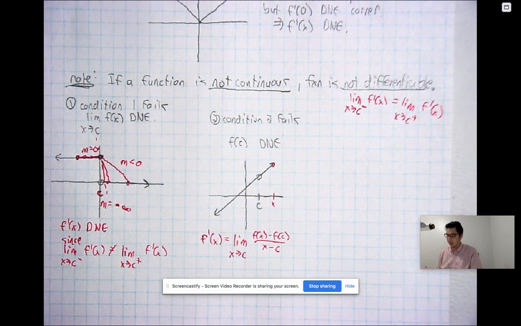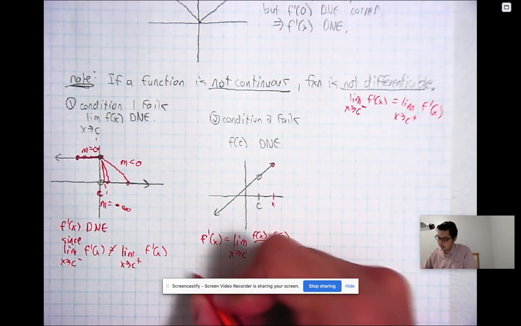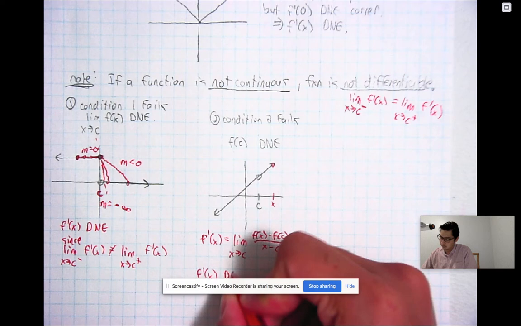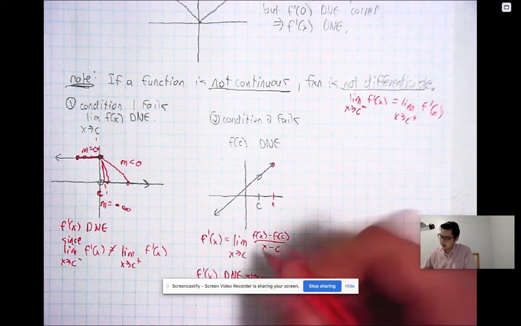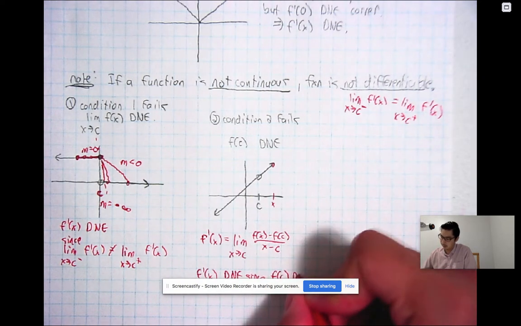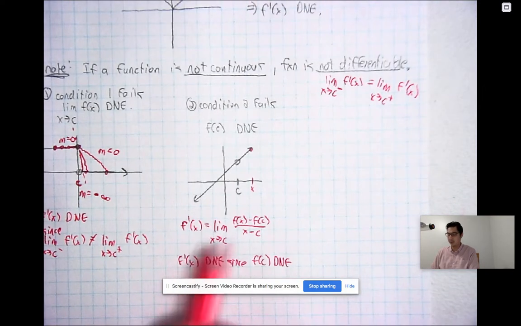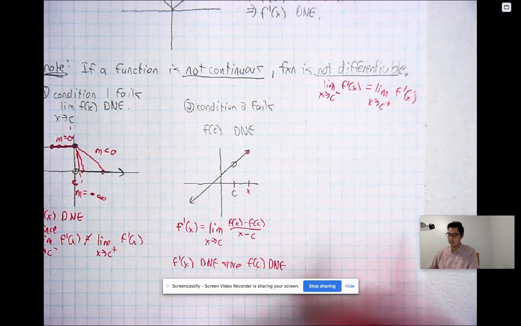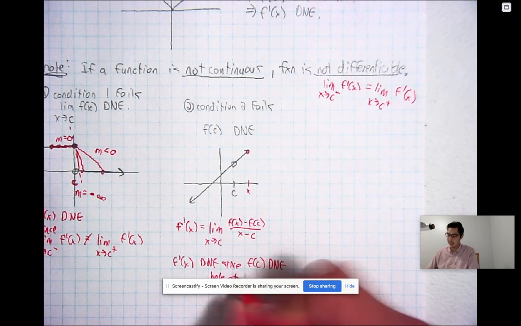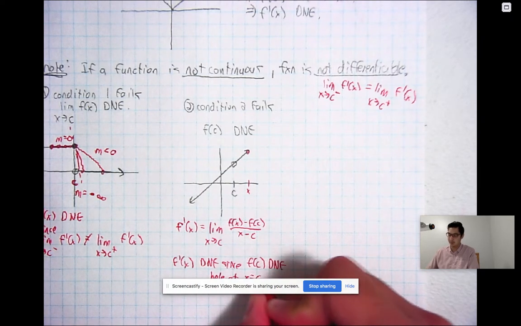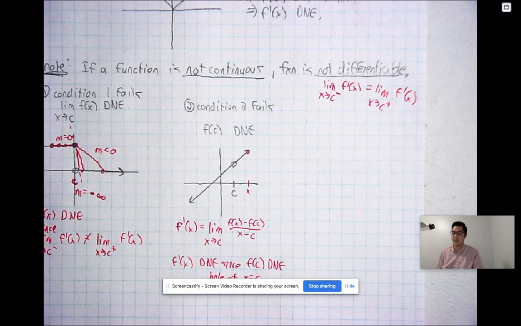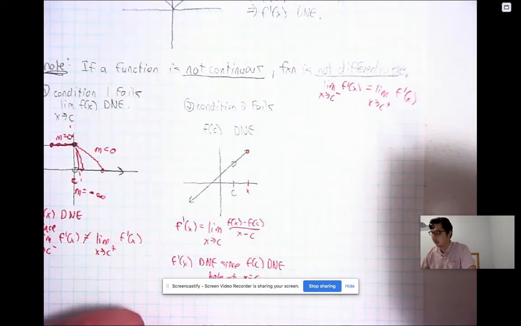But the problem here is this does not exist since f of c does not exist. Right? In order to use this definition, we would have needed f of c, but there's a hole at f of c, right? There's a hole at x equals c. So we can't use that definition. But that's why condition 2 failing would show not differentiability.